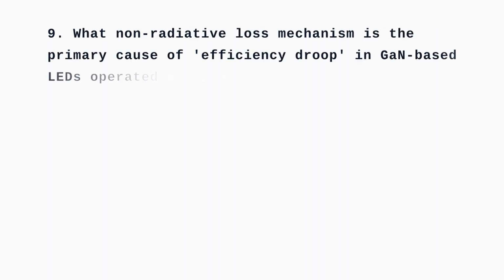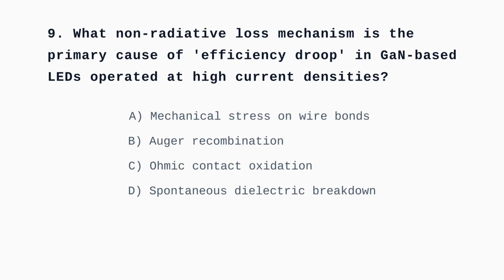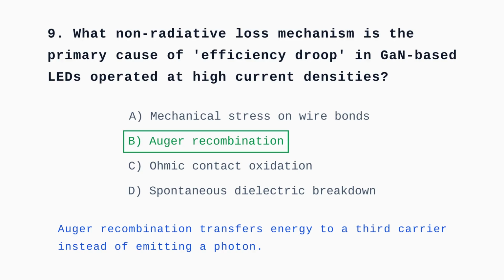Question 9. What non-radiative loss mechanism is the primary cause of efficiency droop in GaN-based LEDs operated at high current densities? At high injection currents, Auger recombination increases. This is a non-radiative process where the recombination energy is transferred to a third carrier as heat.